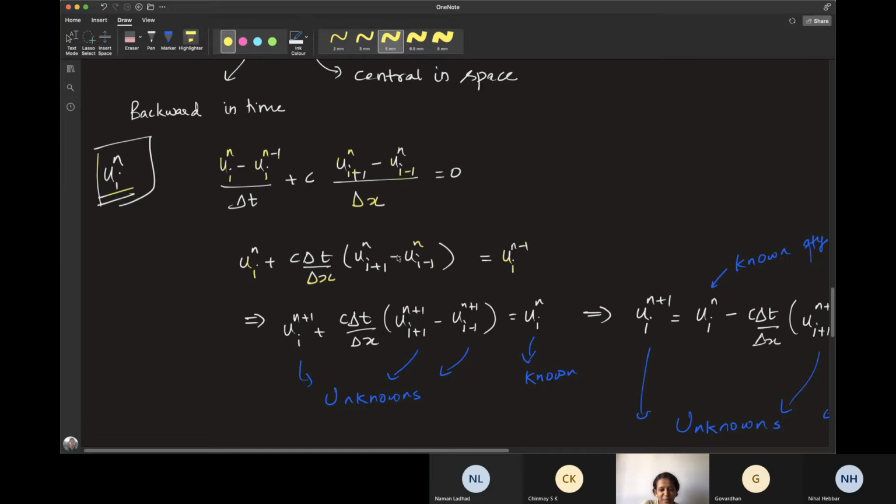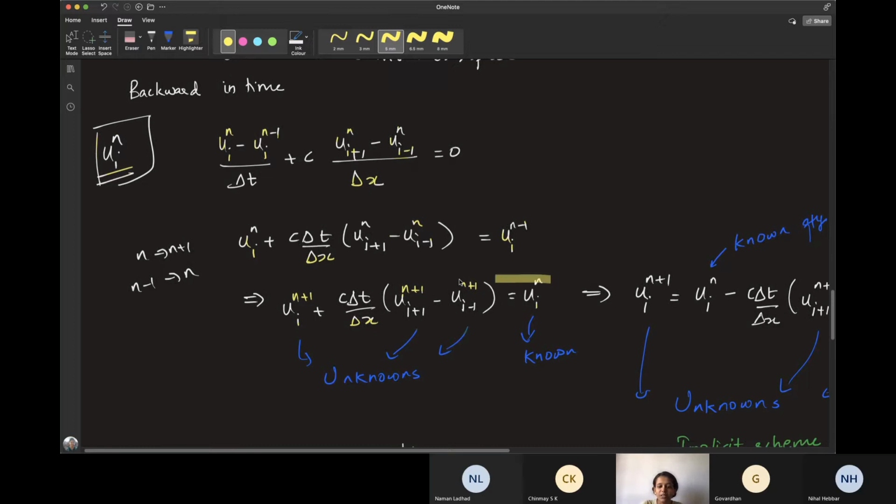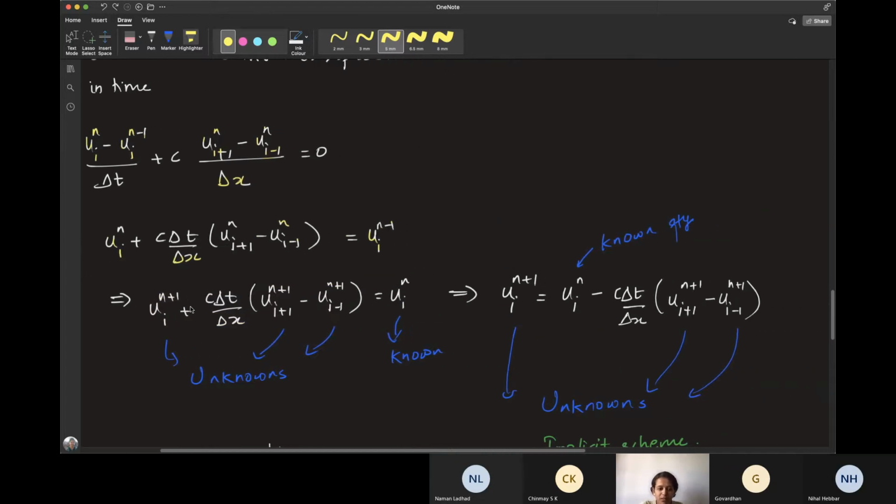Now I'm just replacing n by n+1 and n-1 by n. That's okay, right? It's not a problem. So it's the same equation with just the time steps modified. This need not be done, it's just for ease. I just did it for representative purposes. It's not a necessity.